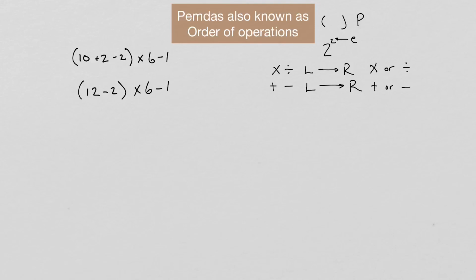Okay, now 12 minus 2, that gives us 10 times 6 minus 1. Remember, those parentheses are there, but if you have a single number, you could kind of take them off. So now working from left to right, we see we have multiplication and subtraction. So 10 times 6 takes precedence. So we have 60 minus 1. Okay, 60 minus 1 gives us 59.